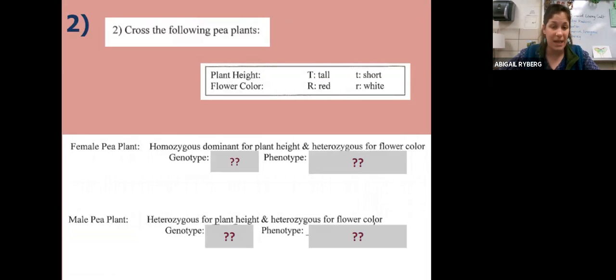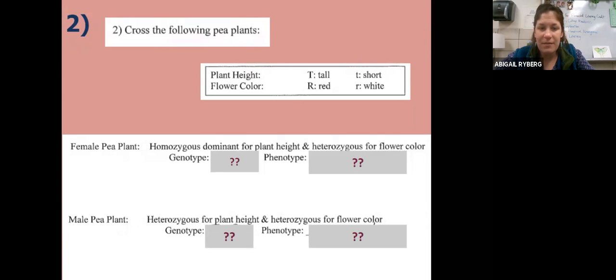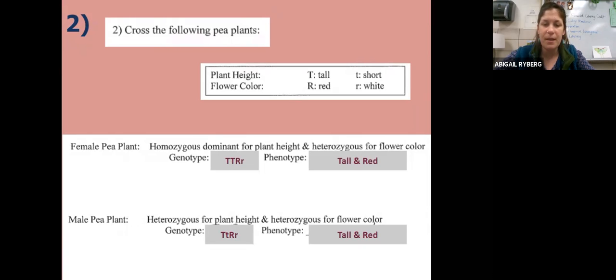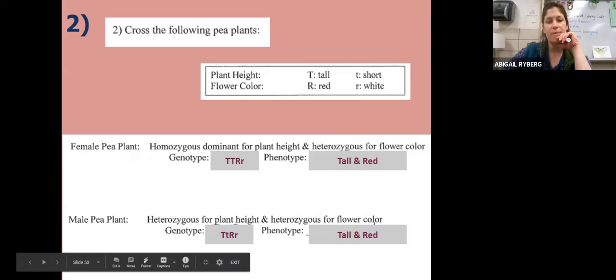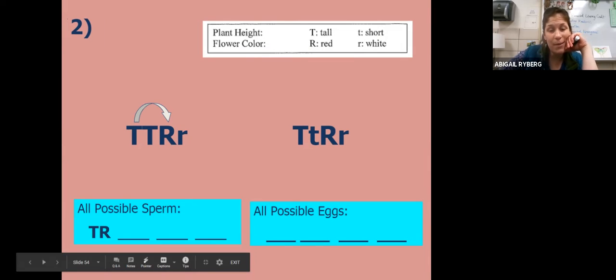So the female pea plant is homozygous dominant for plant height and heterozygous for flower color. So we know the genotype homozygous dominant must be big T, big T for plant height, and heterozygous for flower color, so big R, little r. So she's tall and red. And then the male was heterozygous for plant height, so we have big T, little t, and heterozygous for flower color, big R, little r. So here we have those genotypes that we just came up with.